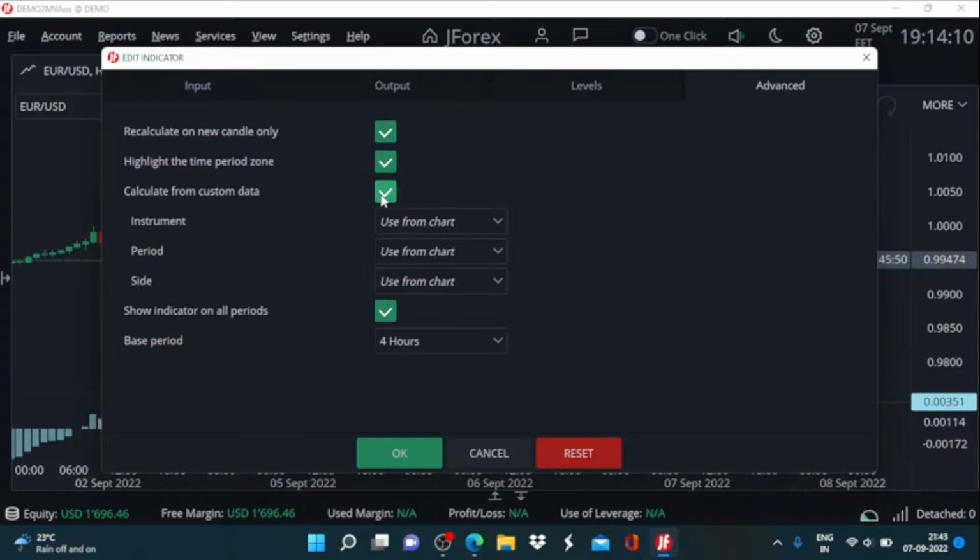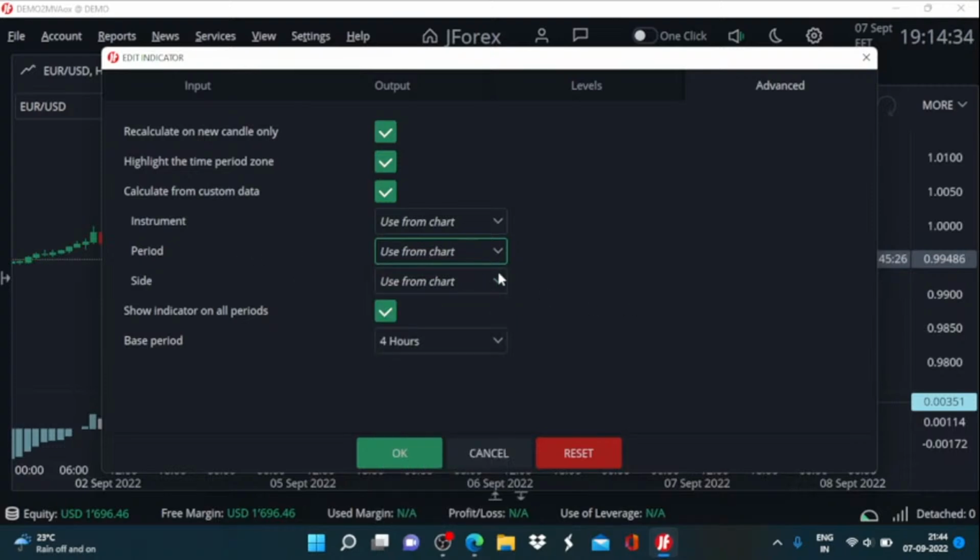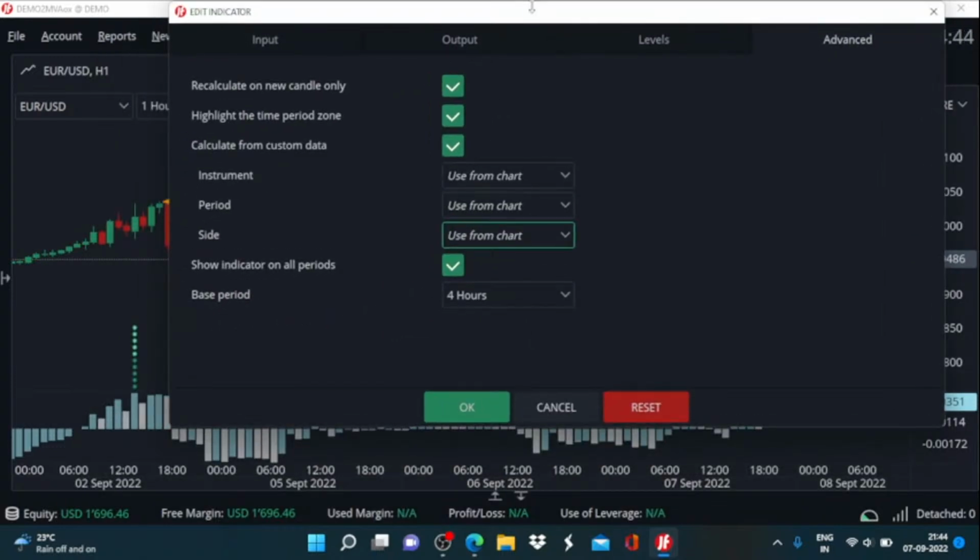Calculate from custom data. Customization can be done. The instrument can be anything from the chart or EUR/USD. So we have these two options provided to us. The candle period can also be used from the chart, or you can use anything from 10 seconds to 1 month. All these options are there. And on the spread side, the ask and bid, both of these sides can be used, or you can simply use it from the chart. If you want the indicator to be available on all the candle periods whenever you change the chart's candle period, then you have to opt in for this.